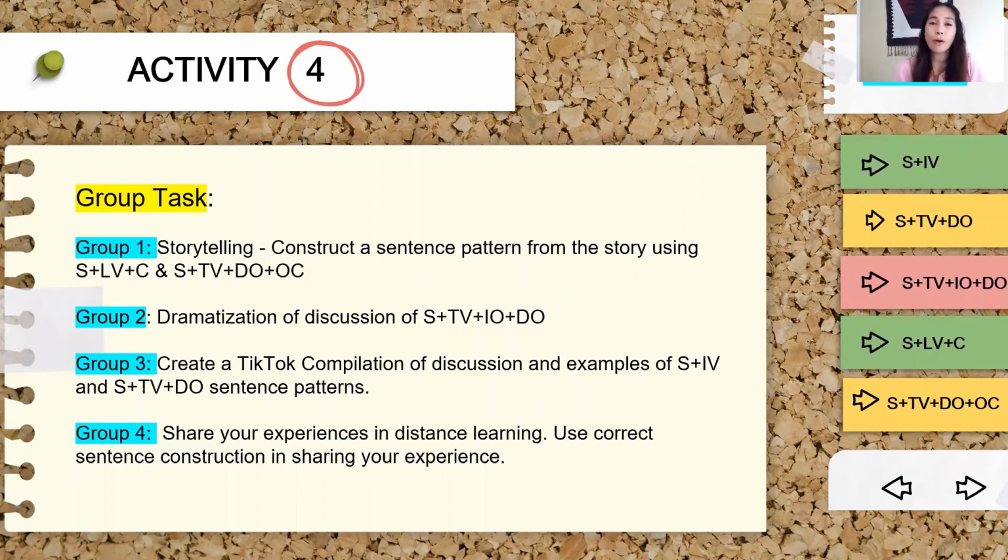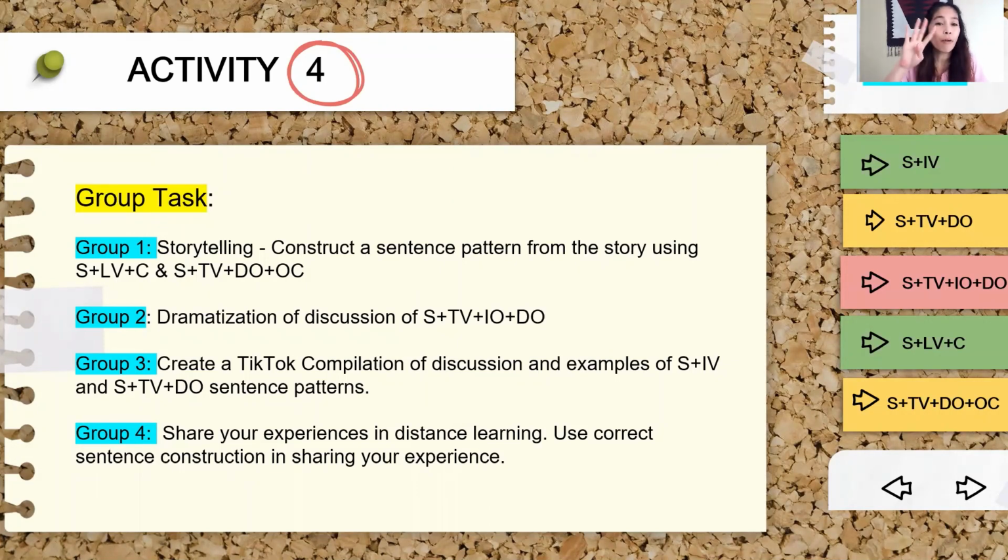For group 1, you are going to have a storytelling, and after you tell the story, you have to construct a sentence pattern from the story using the SLVC, STVDO, OC pattern. Now for group 2, you will be dramatizing a discussion of STVIODO. This will be a recorded performance. Now group 3, this is very easy for you to do because you like doing this. Create a TikTok compilation of discussion and examples of SIV and STVDO sentence patterns.